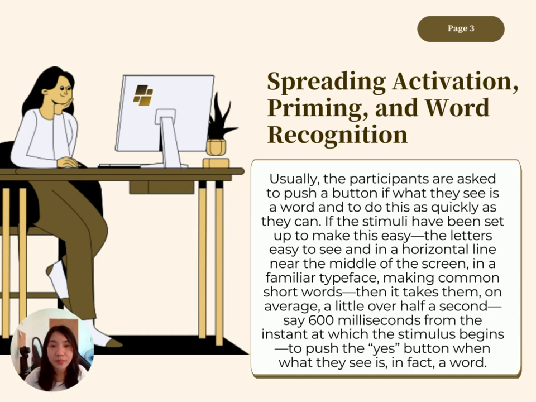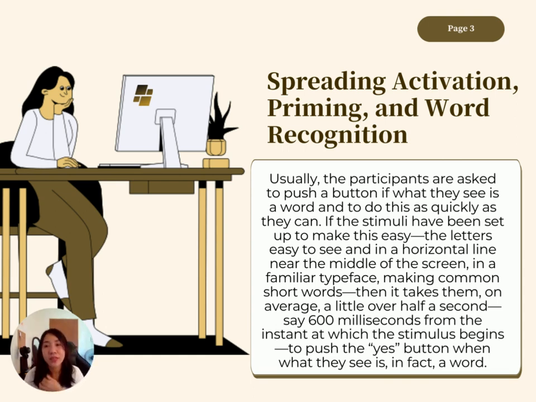Usually, the participants are asked to push a button if what they see is a word, and to do this as quickly as they can. If the stimuli have been set up to make this easy, the letters are easy to see and in a horizontal line near the middle of the screen in a familiar typeface, making common short words, then it takes them, on average, a little over half a second, so let's say 600 milliseconds from the instant at which the stimulus begins, to push the yes button when what they see is in fact a word.